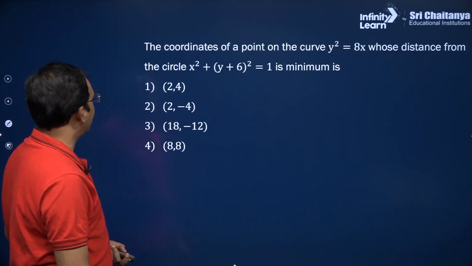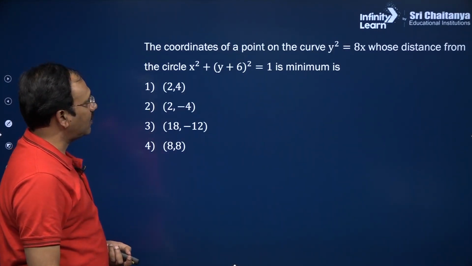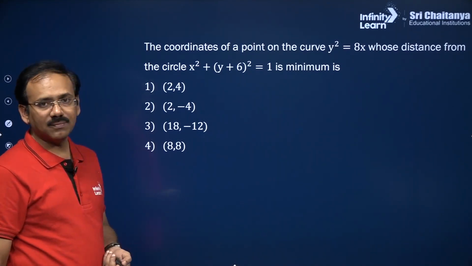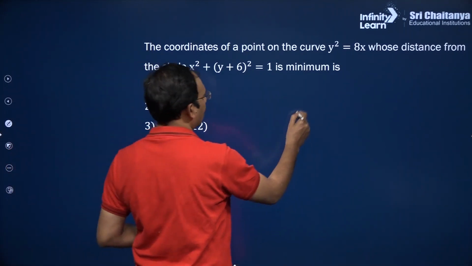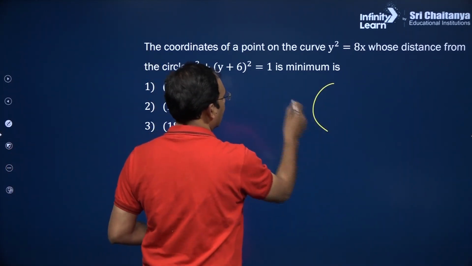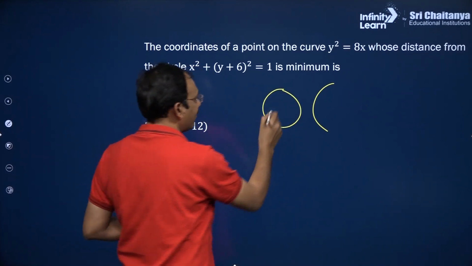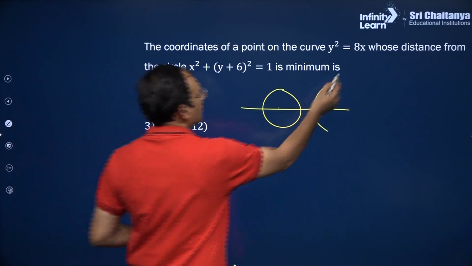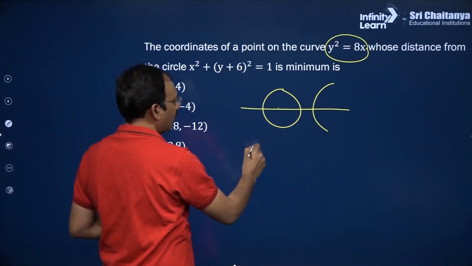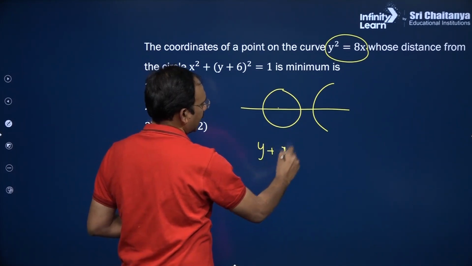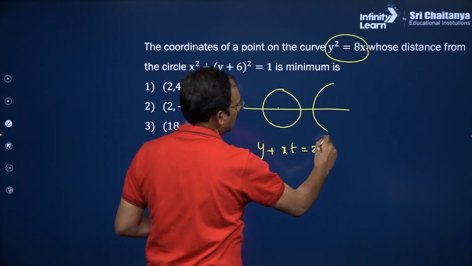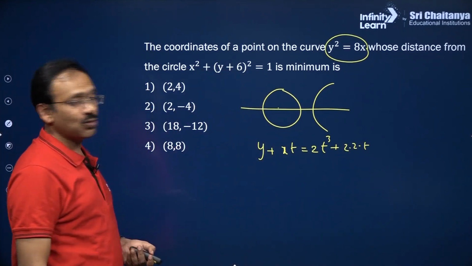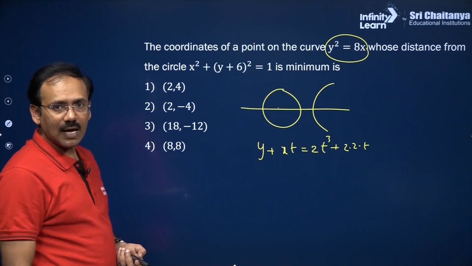Okay. Next, my dear friends, the coordinates of the point on the curve y² = 8x whose distance from the circle is minimum. One is a parabola, the other is a circle. The minimum distance will always be along the common normal. So take the normal equation to this parabola: y + xt = at³ + 2at, because a is 2. So this is the normal equation.